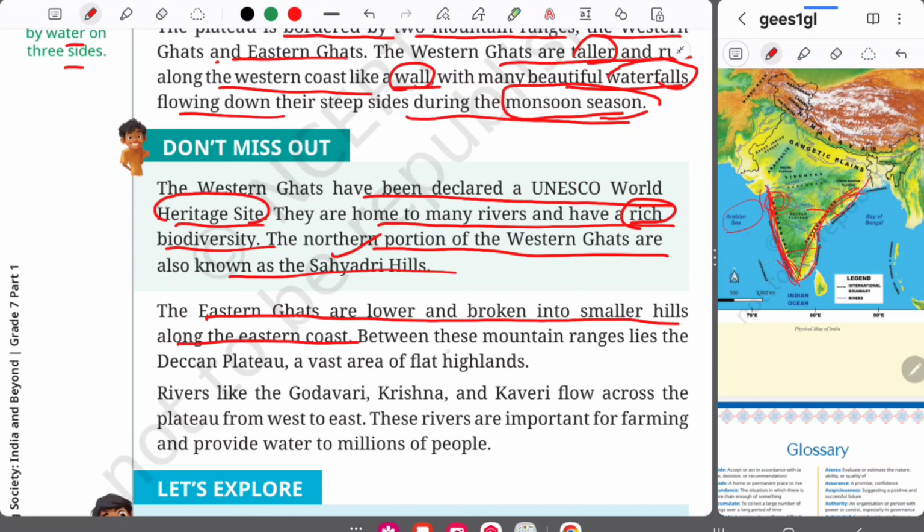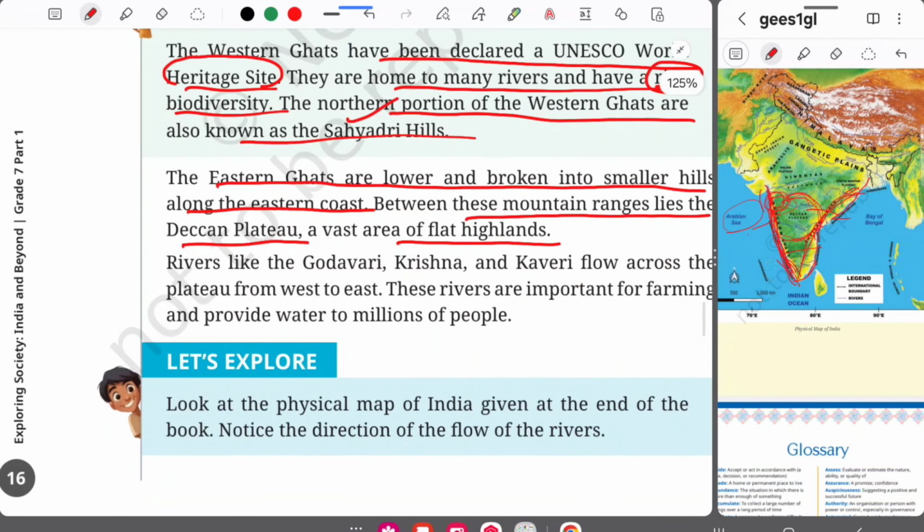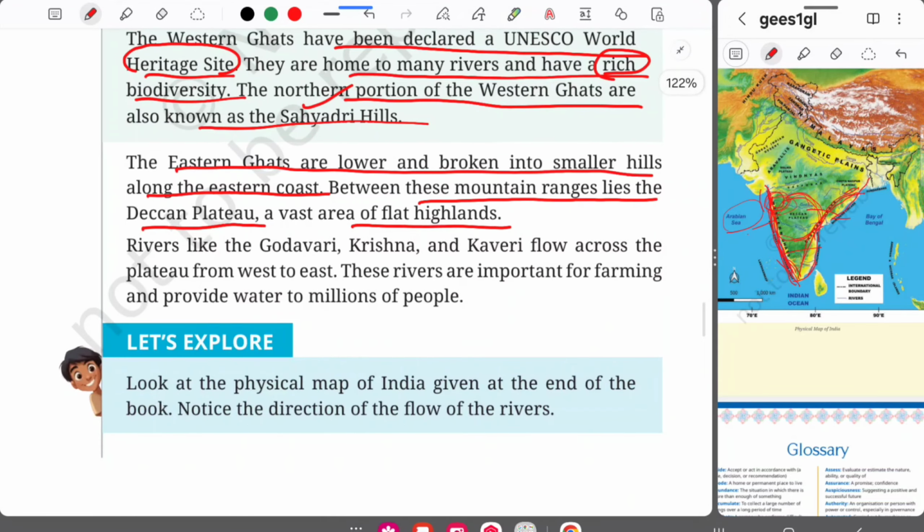And between these mountain ranges lies the Deccan Plateau, a vast area of flat highland. So here, this area, this Deccan Plateau. Between these two mountains, Western Ghats and Eastern Ghats, lies the Deccan Plateau, which is a very vast area with flat highlands. That is, we have a plateau here, this is a plateau area, the Deccan Plateau. The name of this plateau is Deccan.